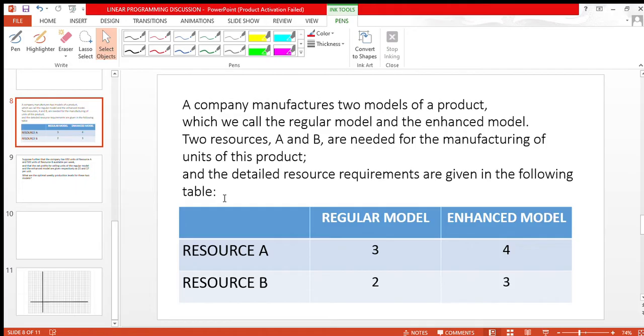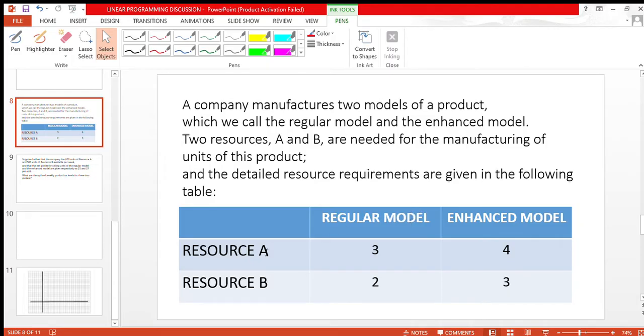Let us now discuss an example for the graphical solution of linear programming. And we have the problem. A company manufactures two models of a product, which we call the regular model and the enhanced model. Two resources, A and B, are needed for the manufacturing of units of this product. And the detailed resource requirements are given in the following table.